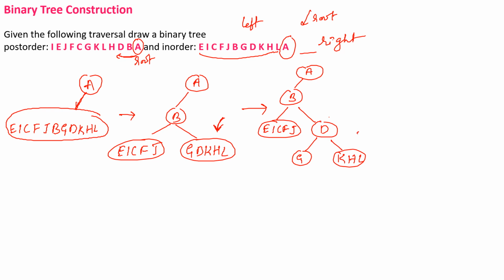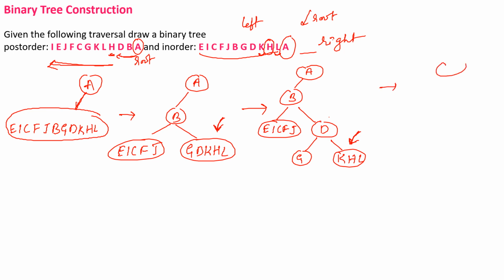Now we are supposed to identify which node is parent here among these nodes. So for that we have to check the post order, and that too we have to scan it from right to left. And next node in the post order is H. So H is the parent among K, H, L. Now we have to identify whether K and L are present towards the left or right of H. So for that check the in order traversal. In order traversal we have K to the left of H and L to the right of H.